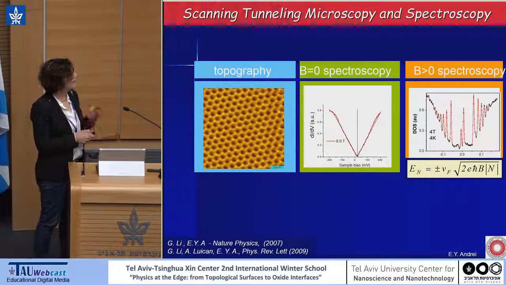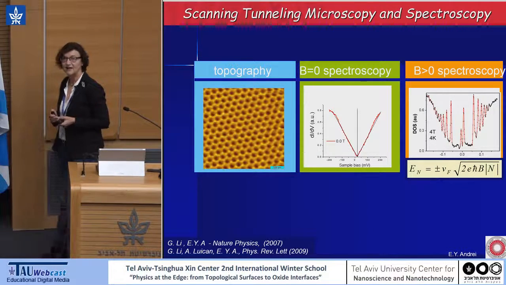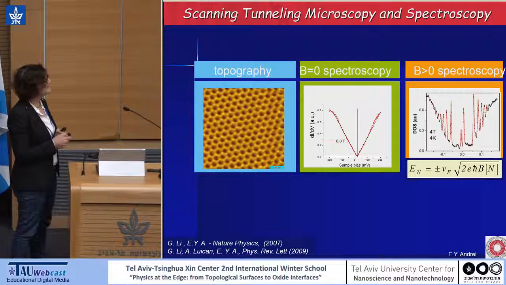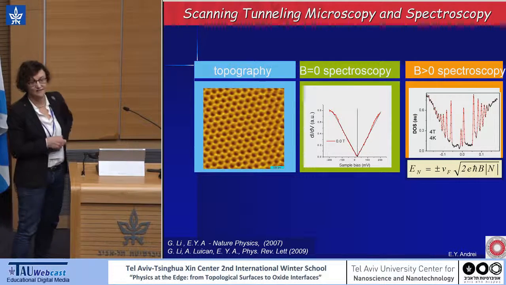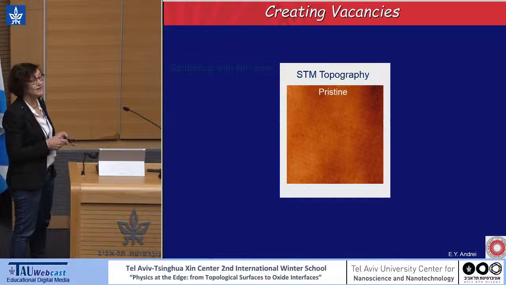So now, in perfect graphene, in our experiment, we do STM, scanning tunneling microscopy and spectroscopy. For perfect graphene, and this is by far the best data that we have, topography gives you this honeycomb structure, and the dI/dV spectra give you the density of states, which vanishes at the Dirac point. Turn on a magnetic field, and you see the Landau levels. Now, what happens when we create vacancies?